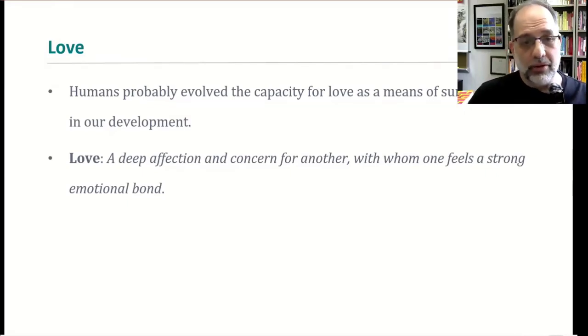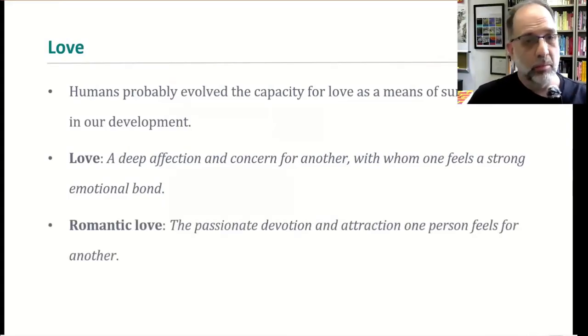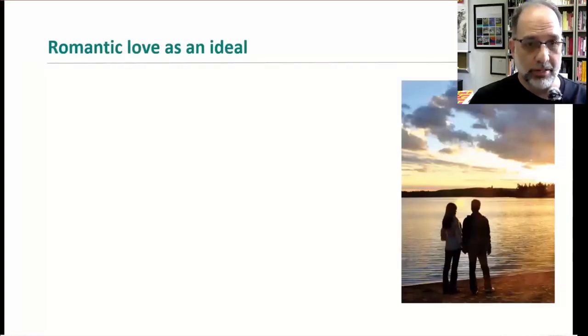We call love a deep affection and concern for another person with whom one feels a strong emotional bond. You feel the bond is between you and that person; it's interactive. A particular form of love for adults is romantic love, the passionate devotion and attraction that one person feels for another. So when we talk about types of relationships, one type of deep affection that people have for each other is what we call romantic love.